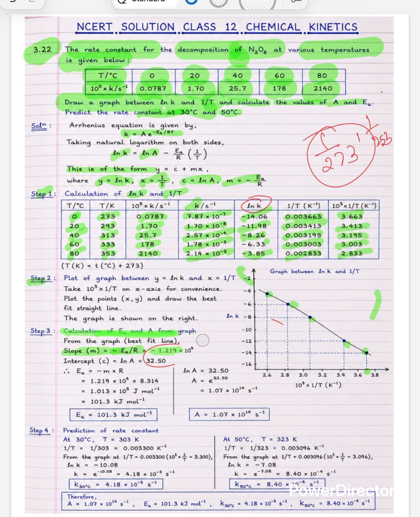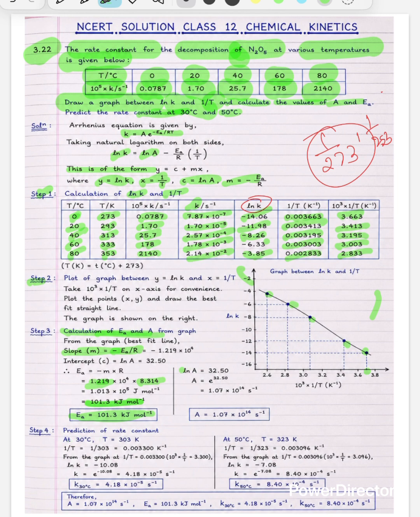As we know, EA is equal to minus m into R by this formula. Here m is this value, and R is 8.314 as we know. On calculation of this value, it becomes 1.103 kJ per mole. So the activation energy is obtained. Now the second part is to predict the rate constant.